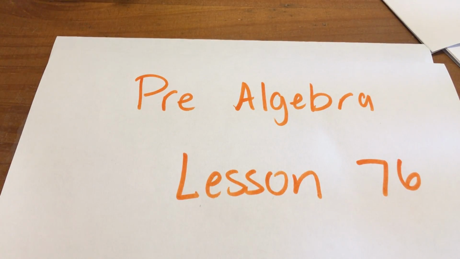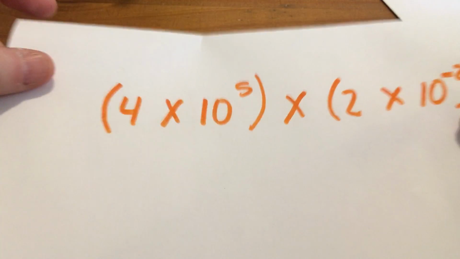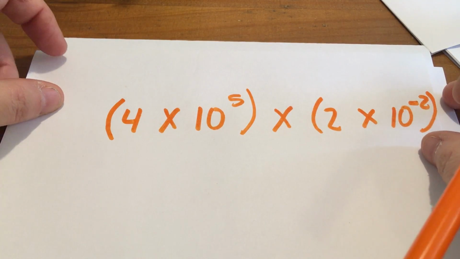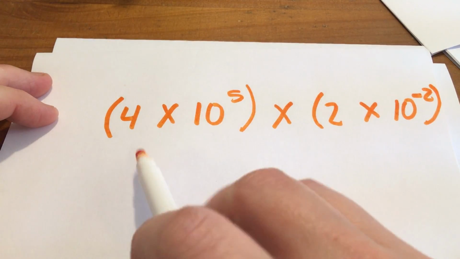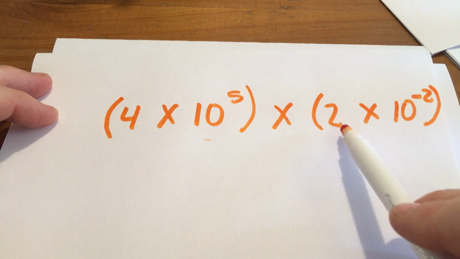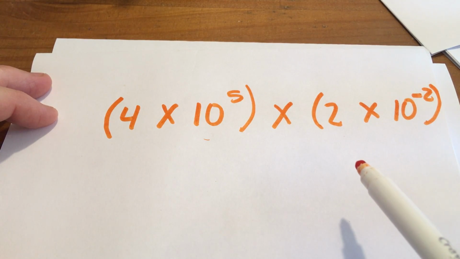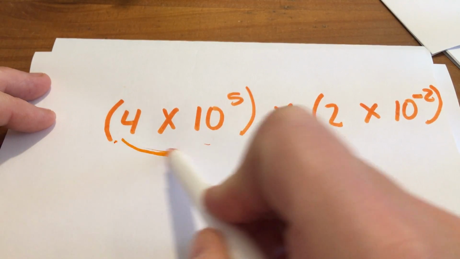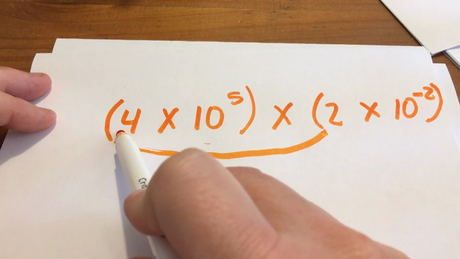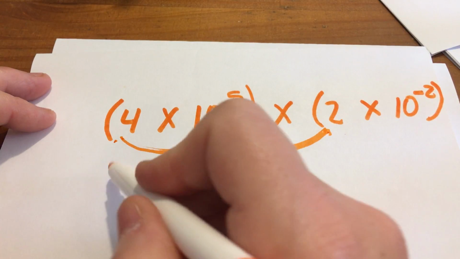Okay, let's go a little bit more difficult. So now you have 2 sets of problems. You have 4 times 10 to the 5th power times 2 times 10 to the negative 2nd power. You want to do this in 2 steps. First, you want to take the whole numbers and multiply those. So 4 times 2 is 8.